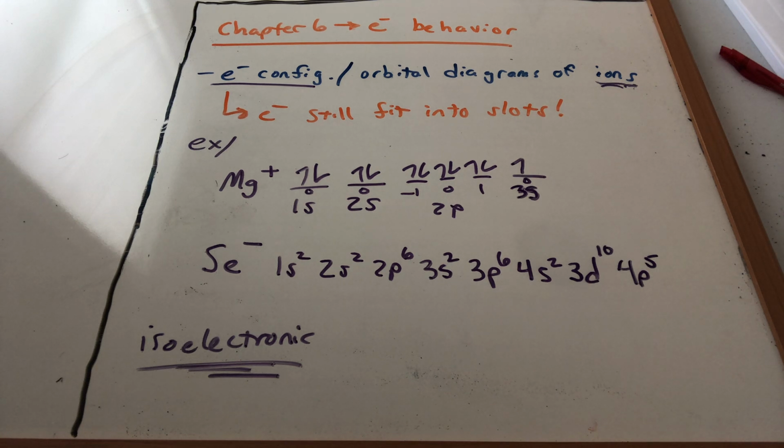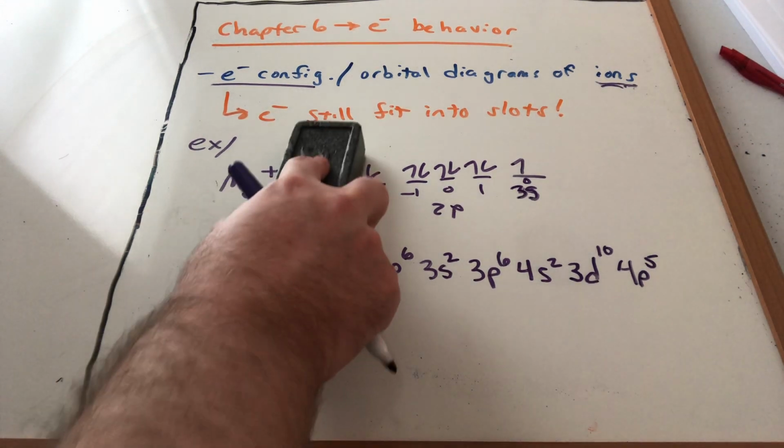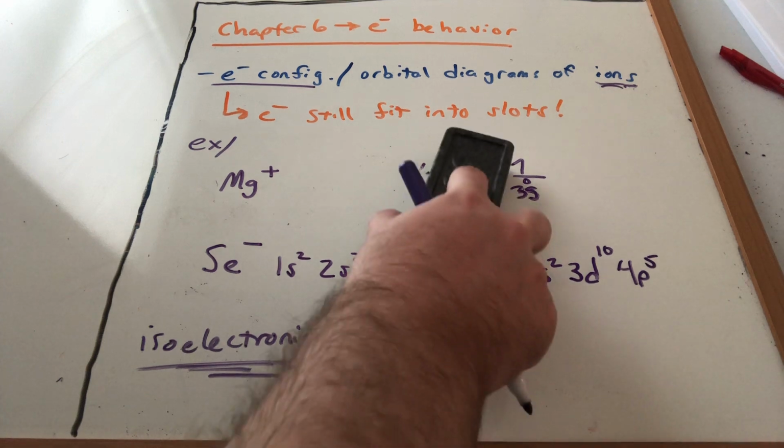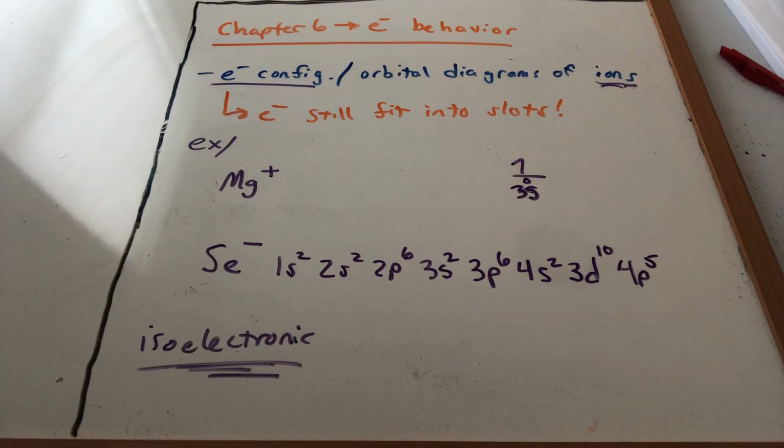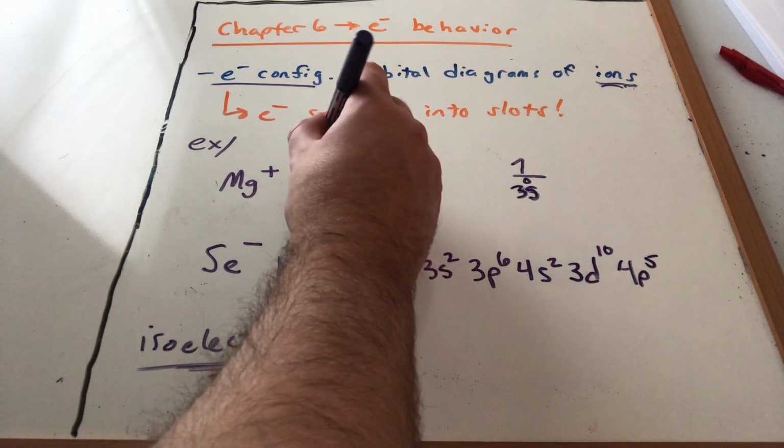Just real quick, if I was going to modify this slightly, if we were going to look at using a noble gas shortcut, and sometimes the problems will ask you to do that, right? Mg+ looks like a neon core.